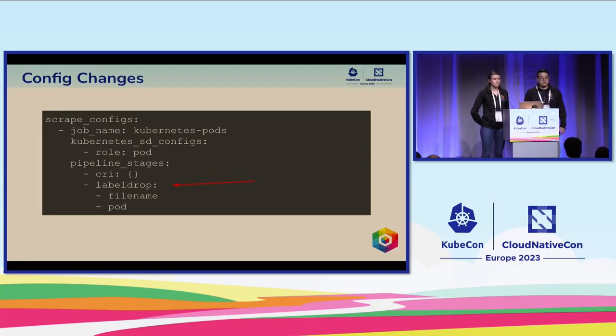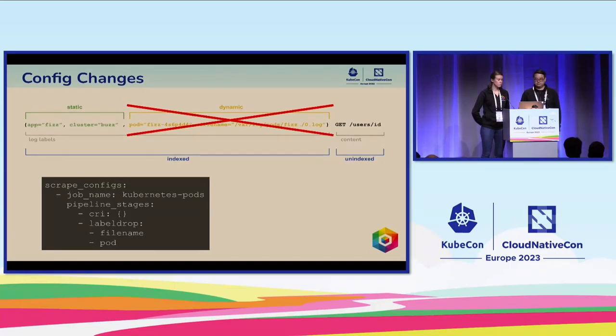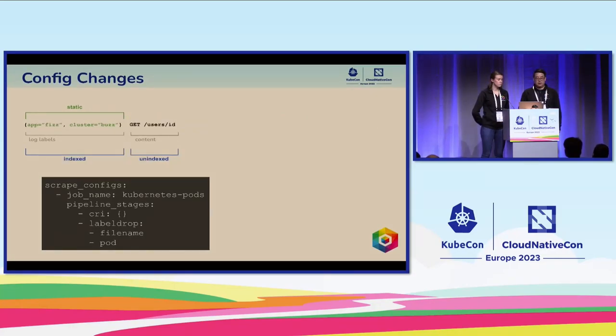Finally, we can see the label drop stage. This accepts a list of label keys that we would like to drop from the label set before shipping them off to Loki. So if either label file name and or pod exist in the label set, drop them. With our label drop configuration in place, our logs will now have the pod and file name labels dropped. Our label set now has much lower cardinality and should provide us with better performance and resilience.